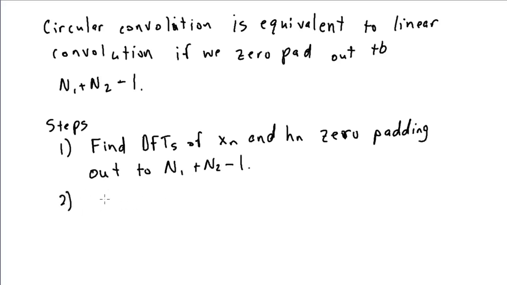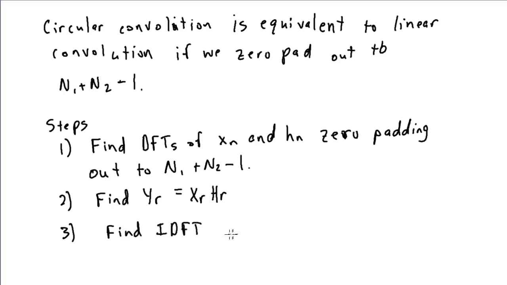And then 2, we can then find the DFT of the output sequence by multiplying the two DFTs together, and then 3, we'll find the inverse discrete Fourier transform of Y of r to get our desired output sequence y of n.